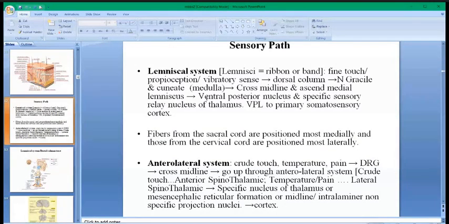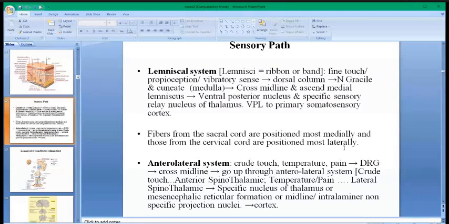Then it goes to the ventral posterior nucleus of thalamus, VPL, ventral posterolateral nucleus, and then to somatosensory cortex, and we get either fine touch or proprioception or vibratory sense. Fibers from the sacral cord are positioned most medially, and those from the cervical cord are positioned most laterally.